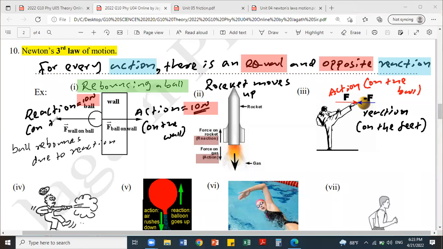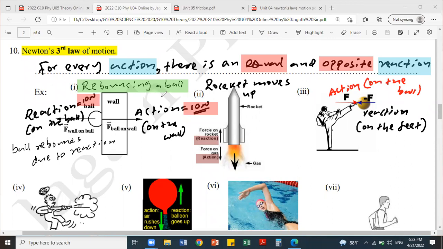Action is on one object, reaction on some other object, not on the same object. Action and reaction both won't act on the same object. This is very important to understand. Action on one object, reaction on the other. For example, action on the floor, reaction on the ball. Action on the floor means the force exerted on the wall or floor by the ball. The action is done by the ball on the wall. You are throwing the ball towards the wall.